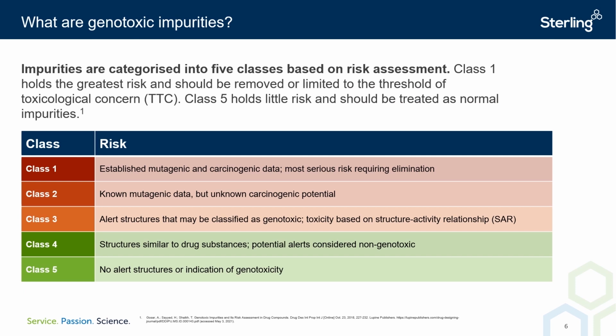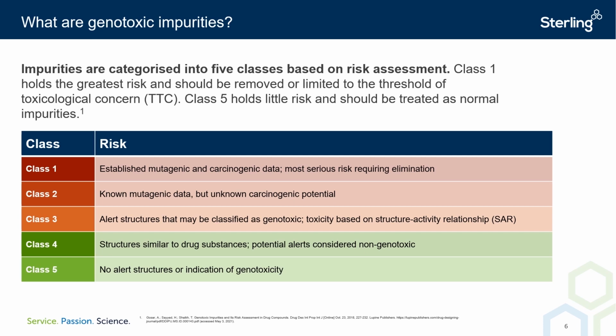To classify impurities and gauge their level of risk, we utilize 5 classes. Class 1 holds the greatest risk with known genotoxic data. These impurities should be completely eliminated whenever possible. If they cannot be fully removed, they should be significantly limited under the threshold of toxicological concern, or TTC, which is defined by regulatory bodies.